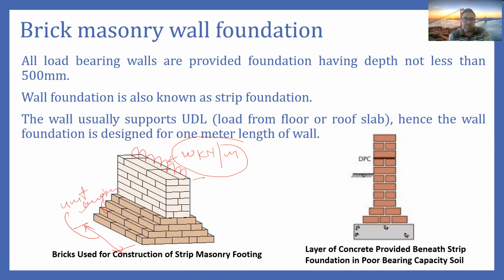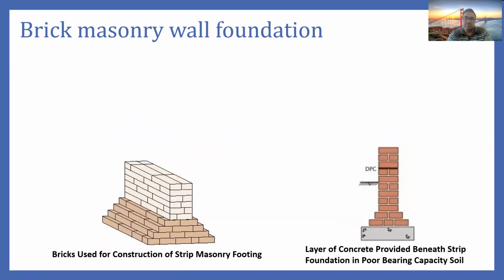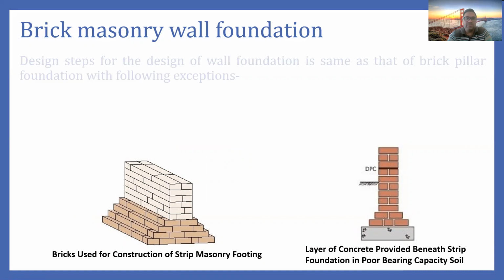Now, what does it mean? It means one of the dimensions of the foundation will already be known to us, which is the unit length. The other dimension which we are required to calculate is this dimension, which is called the width of foundation. So that is the basic change we generally follow in case of wall foundation design. In case of pillar design, we have to calculate both the dimensions, but in case of wall foundation, one of the dimensions is already known, the other dimension is to be calculated.